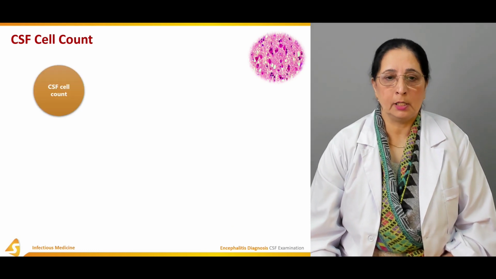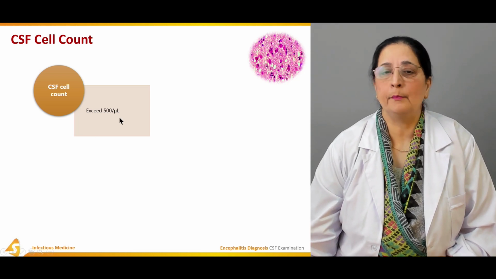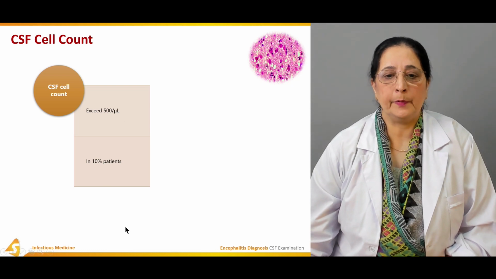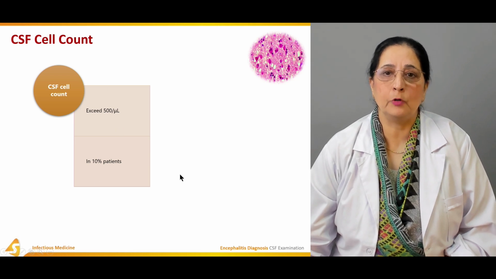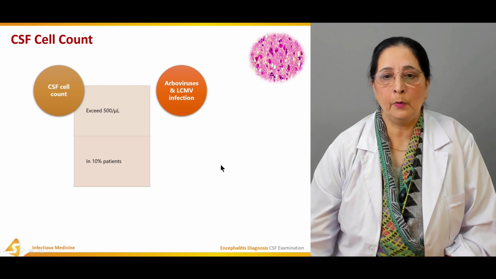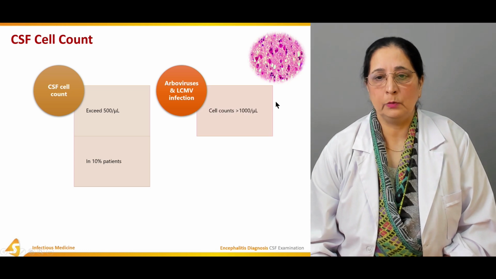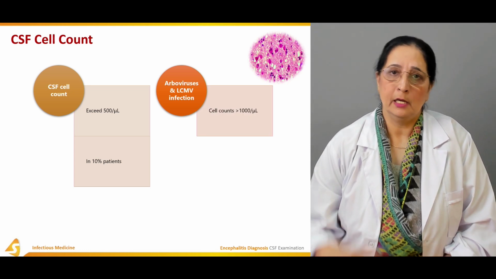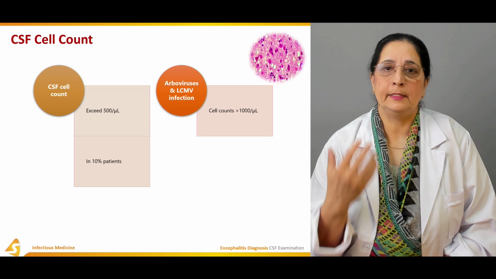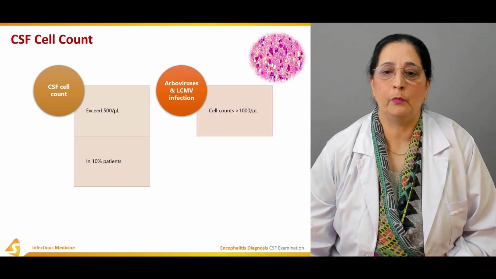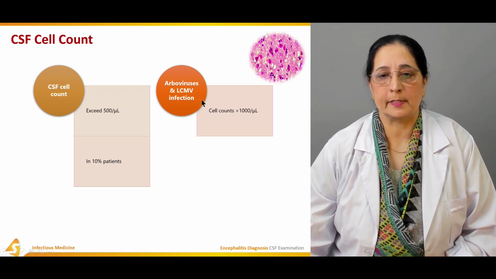CSF cell count exceeds 500 per microliter in 10% of the patients. So cerebrospinal fluid cell count is more than 500 in about 10% of the cases. Arboviruses and LCMV infection can lead to cell count more than 1,000. So if the cell count is more than 1,000, it gives the indication that it might be arbovirus and lymphocytic choriomeningitis virus infection.